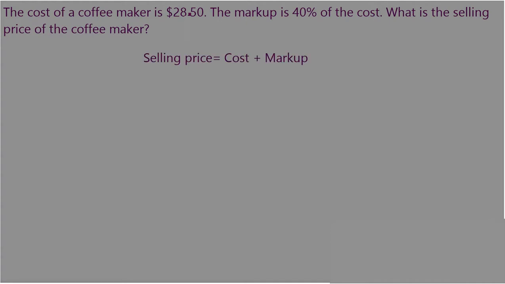Remember, the markup is just the expenses and the amount added in order to make a profit. We have to first work out the markup, since the question stated that the markup is 40% of the cost price. Because it says of, in math, the word of means we need to multiply. So we multiply 40 over 100 by $28.50.